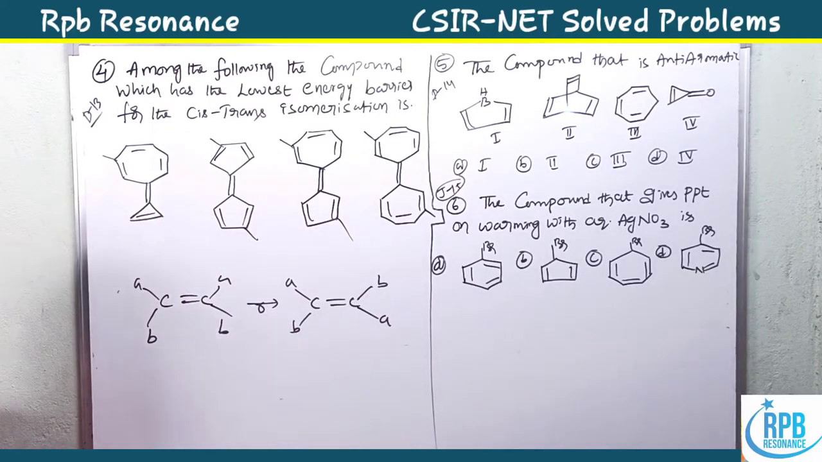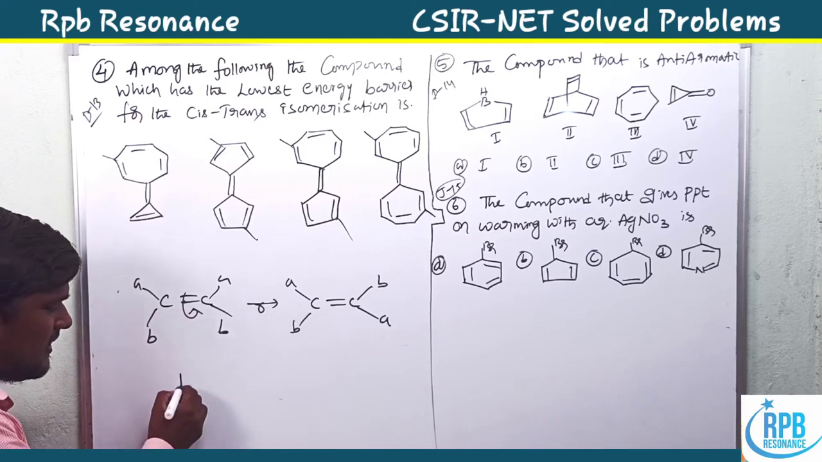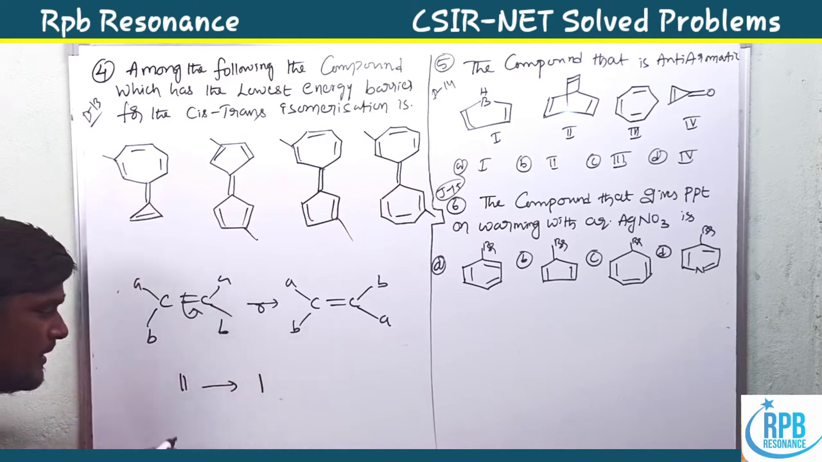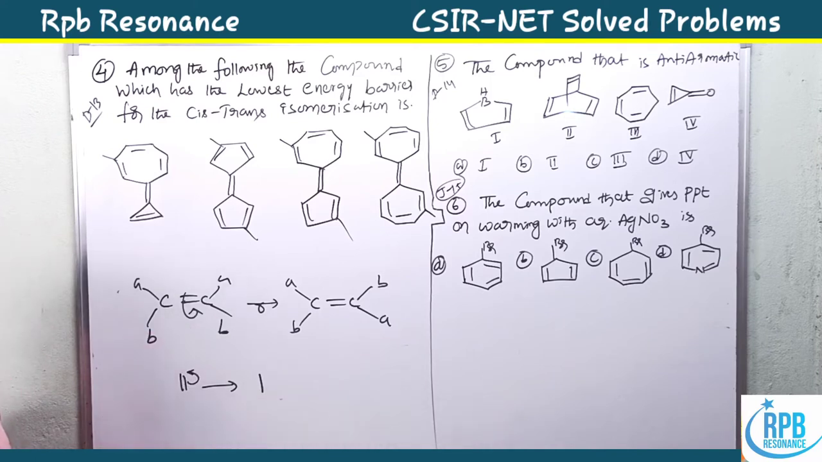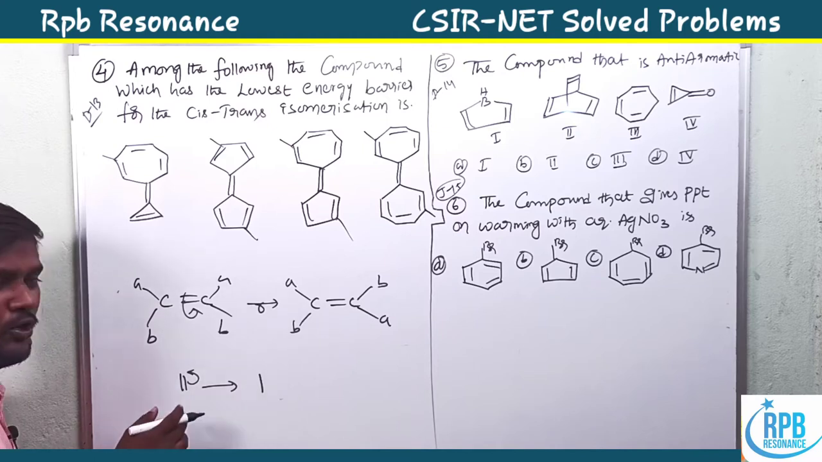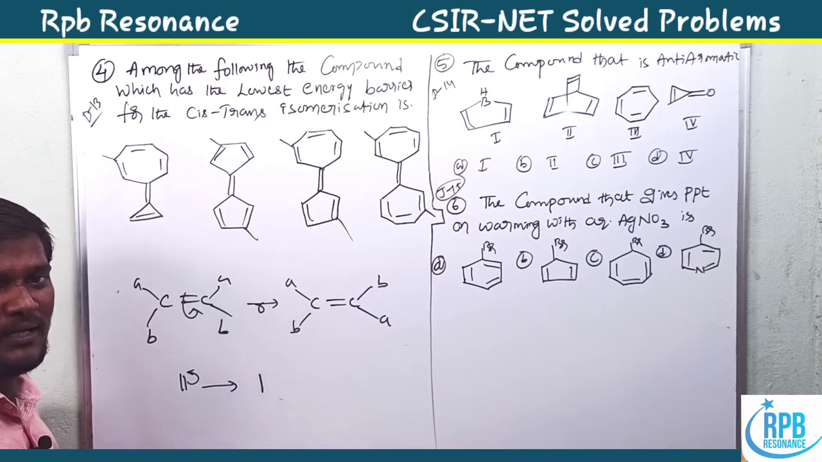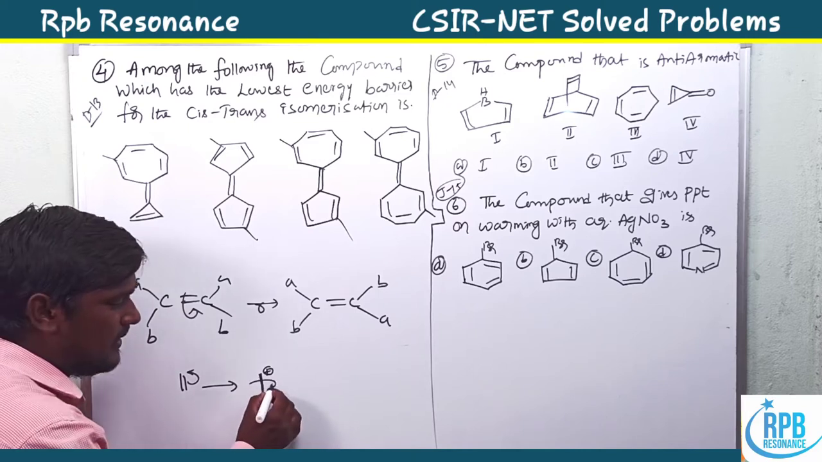So whenever free rotation is available, then cis-trans isomerization is possible. In case of fulvalenes, the compound becomes a single bond. That means the fulvalenes are readily dissociated, one is positive and another one is negative. If both become aromatic, then it has the highest dipole moment and it forms a positive and a negative with a single bond. So those single bonds readily rotate.